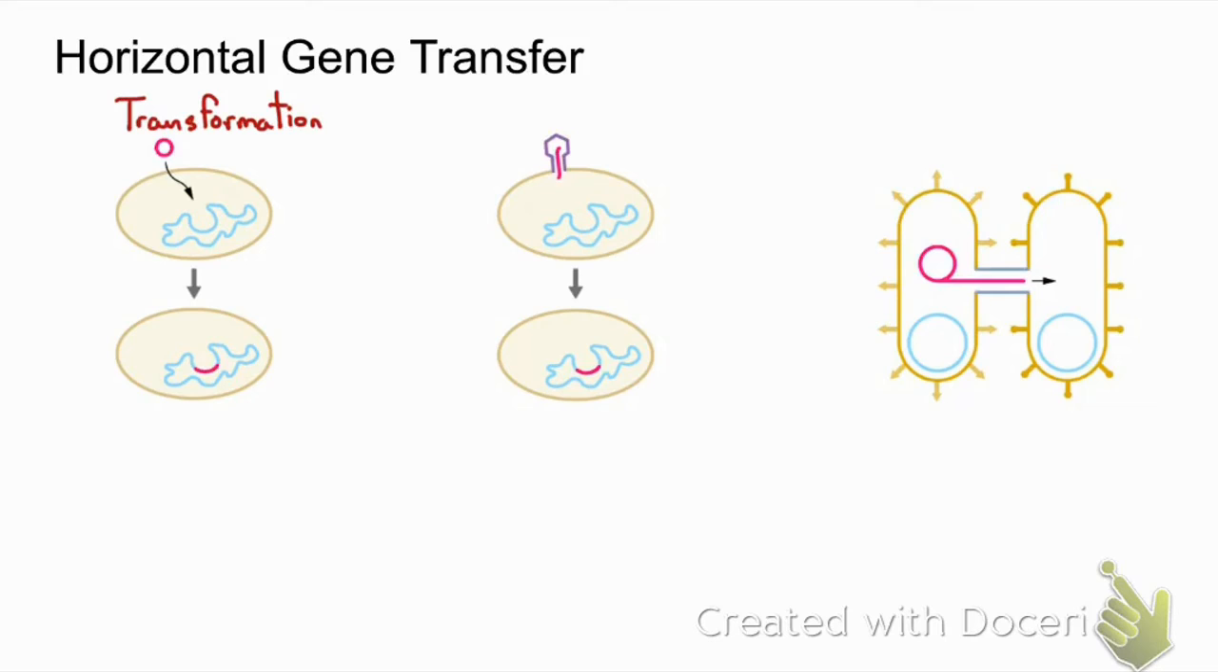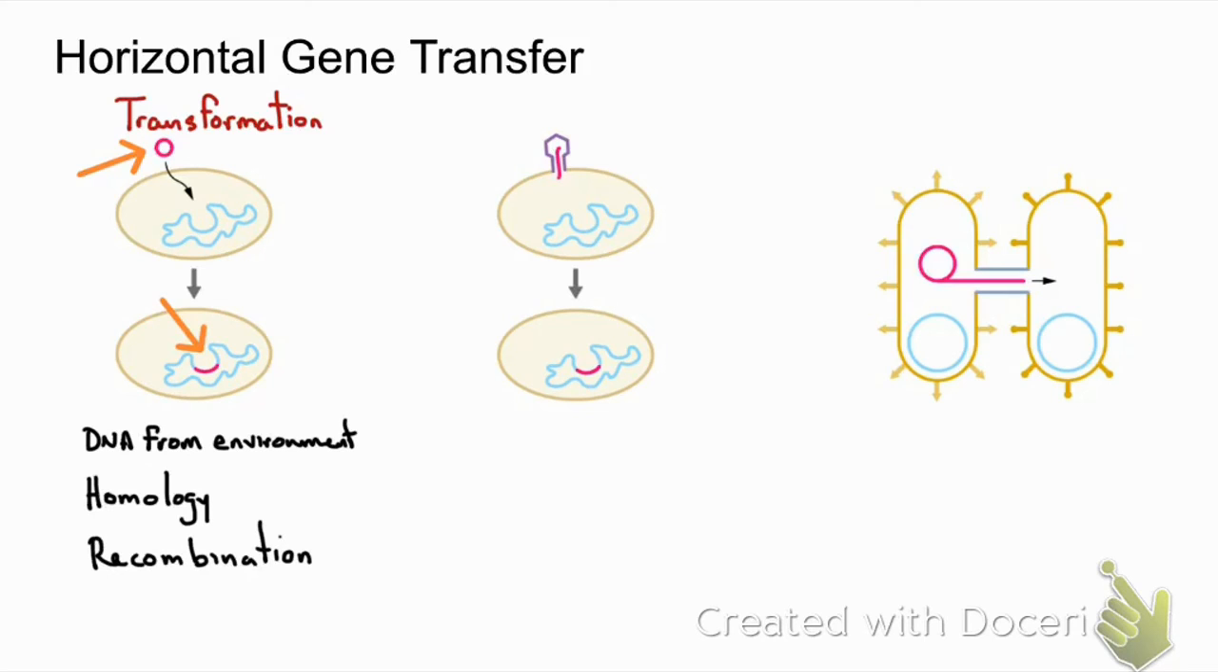In this particular example here, what we see is a piece of DNA from the environment coming into a cell. That DNA must contain homology, or in other words, areas of similarity to the genome of the bacterium that is shown there in blue. And finally, recombination has to occur to allow for the DNA from the environment to become part of the bacterial genome.